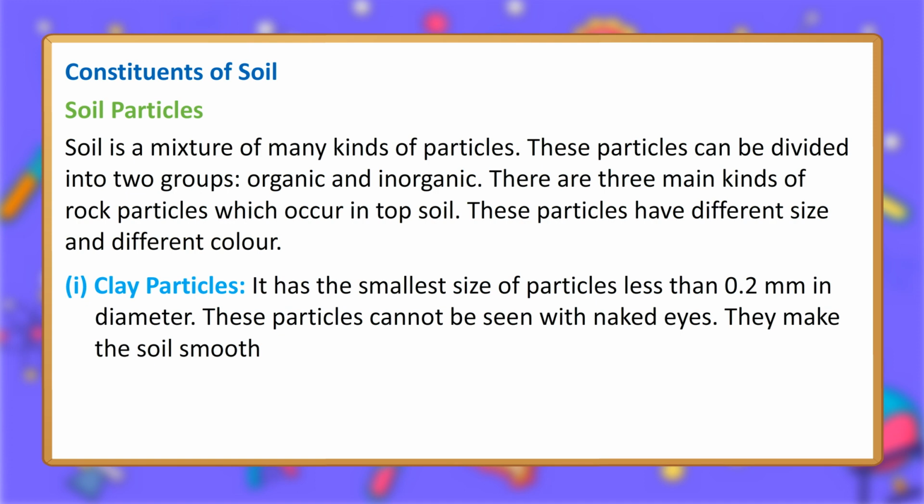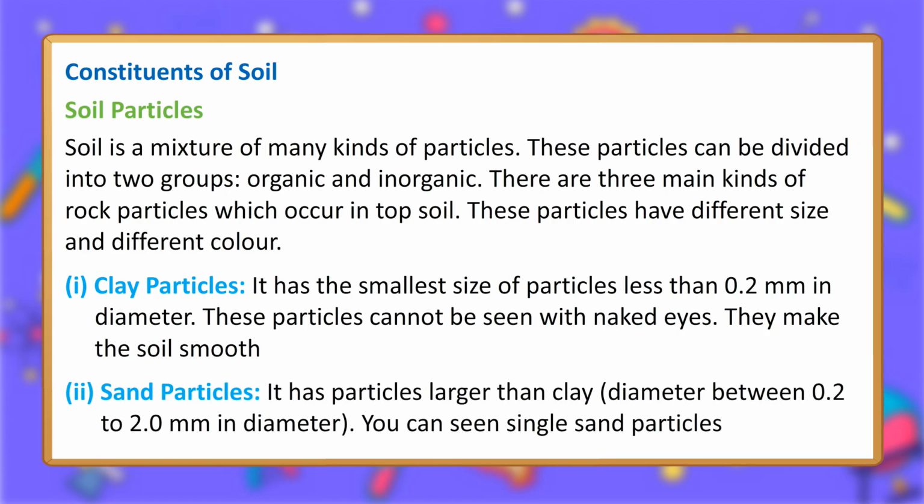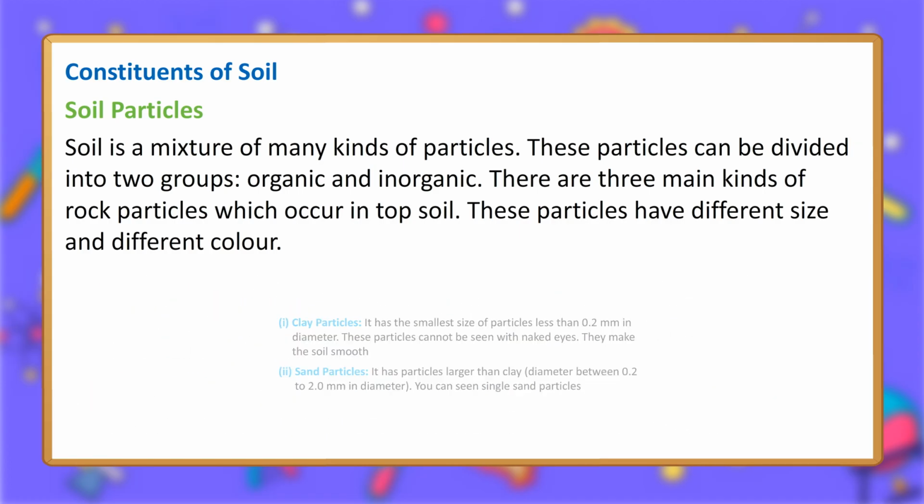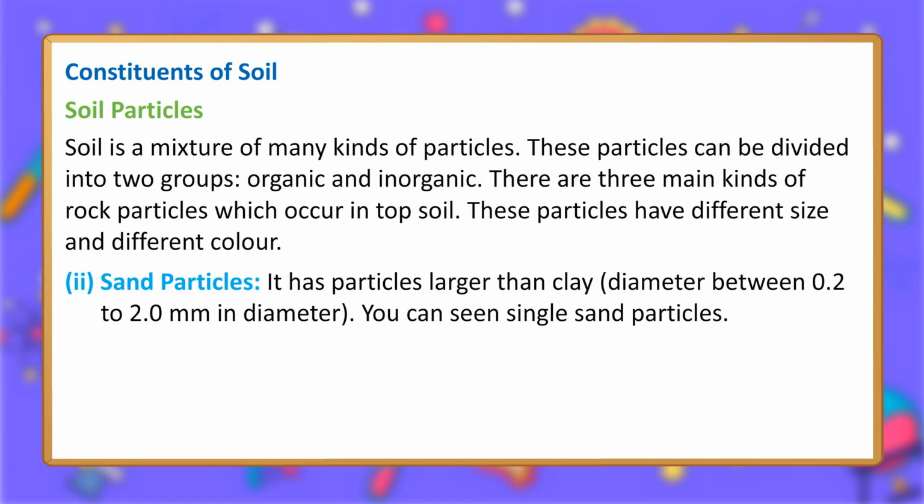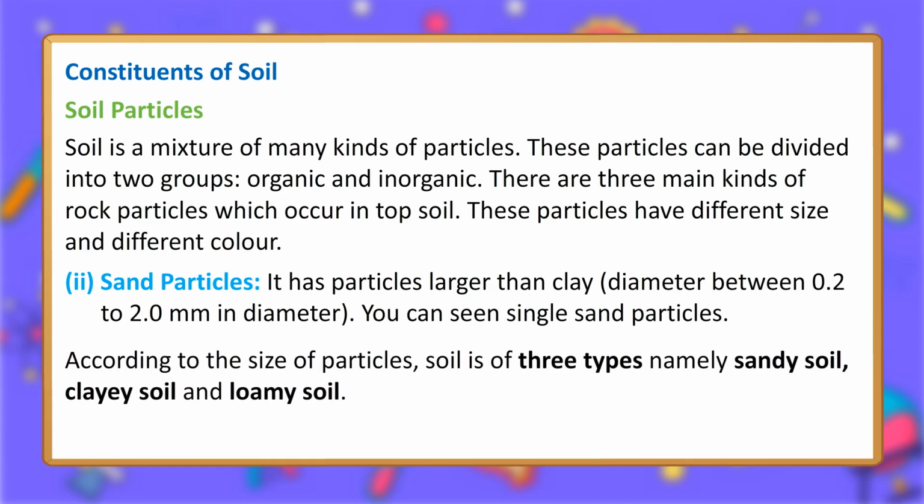1. Clay particles. It has the smallest size of particles, less than 0.2 mm in diameter. These particles cannot be seen with naked eyes. They make the soil smooth. 2. Sand particles. It has particles larger than clay, between 0.2 to 2.0 mm in diameter. You can see single sand particles. 3. Gravel particles. Topsoil also has small stones called gravel. It has the largest size of particles, greater than 2.0 mm in diameter.